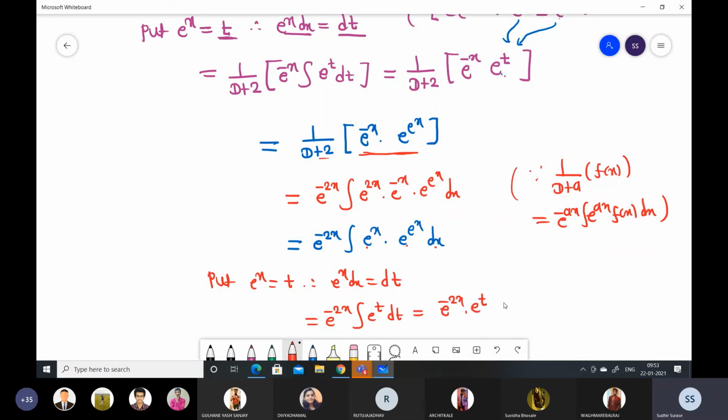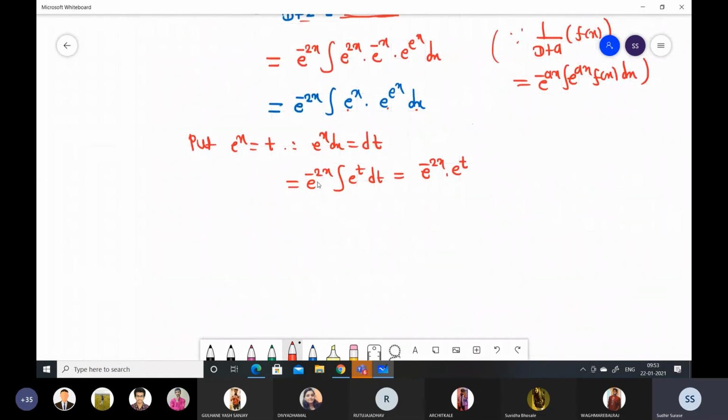But e to the power t is nothing but e to the power x, so that will be e to the power minus 2x into e to the power x, since t is equal to e to the power x. So therefore e to the power t is equal to e to the power x, and that's the required particular integral. Okay, what is that? Yp is equal to e to the power negative 2x into e to the power 2x, and finally we have to write the solution.